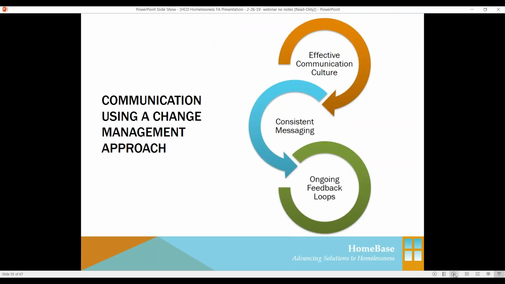And very briefly, we feel that it's important to have ongoing feedback loops while you're changing the culture around Housing First. It is important to acknowledge what staff is experiencing, the changes that are going on in your program, and communicating those throughout the program to come up with solutions together.